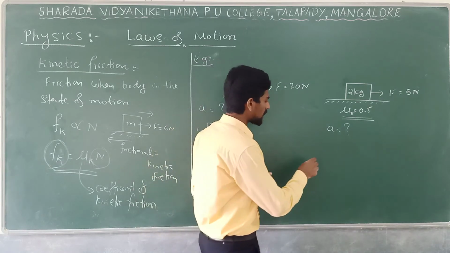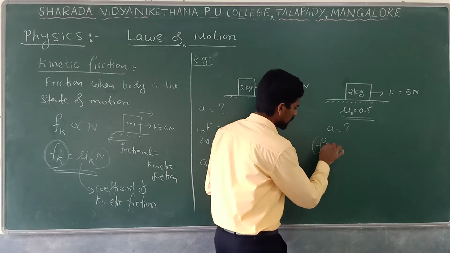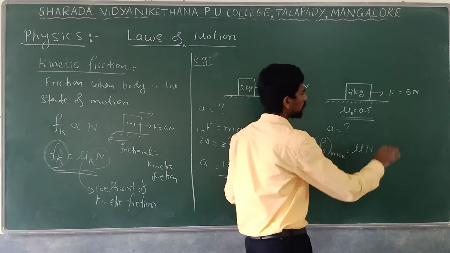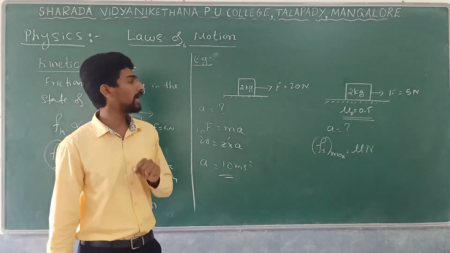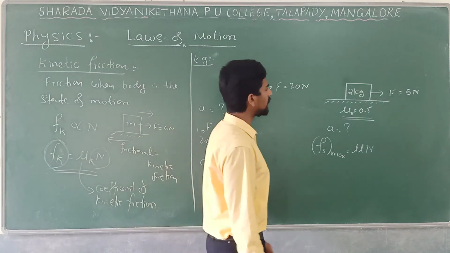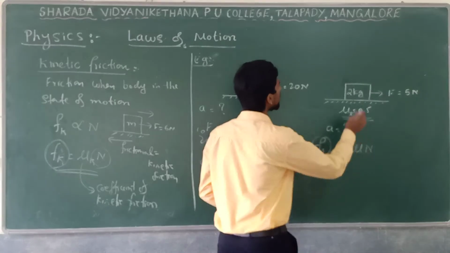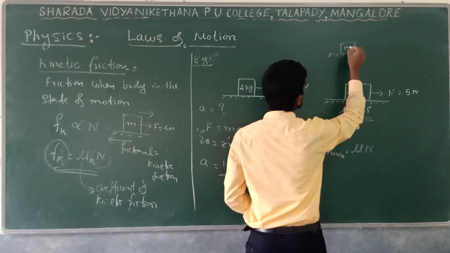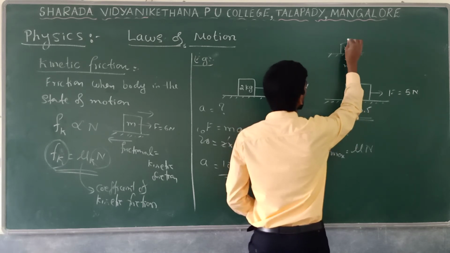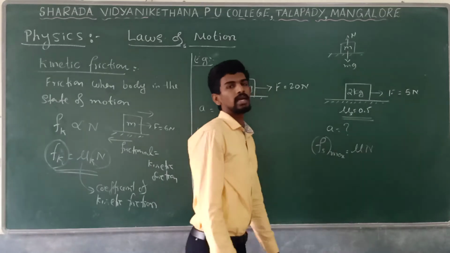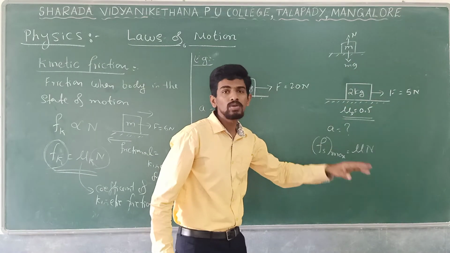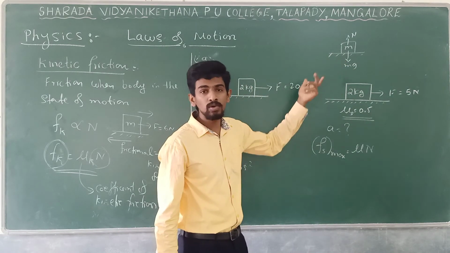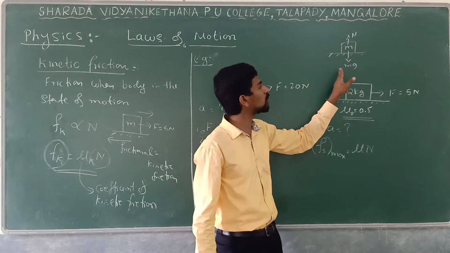What is the equation for maximum frictional force? F maximum is equal to mu into N, as we discussed. What is the value of N here? Normal force, correct? When the body is like this, mg acts downwards and the normal force acts upward. Is this body moving up and down? No, it is not moving in the vertical direction.